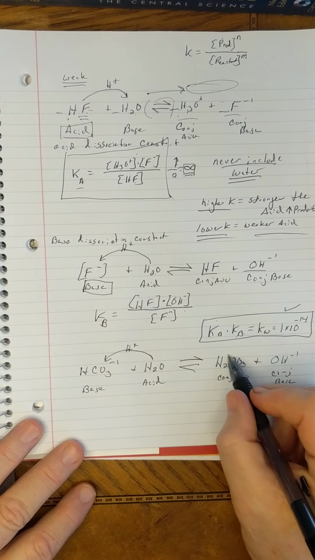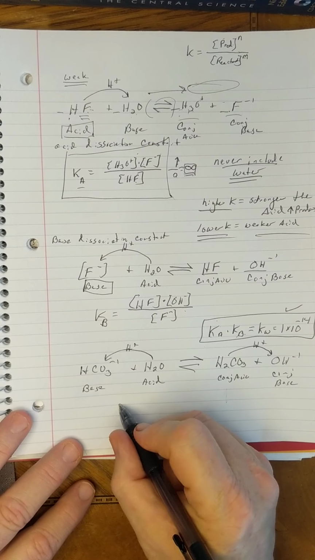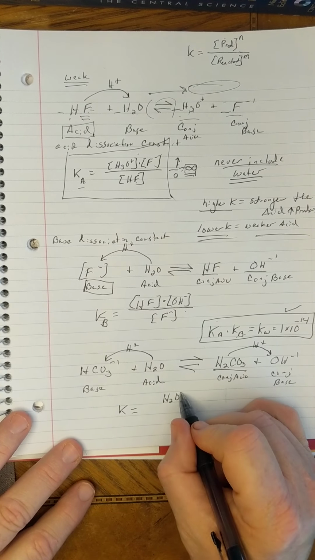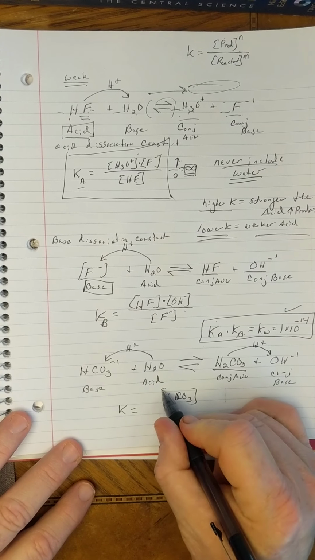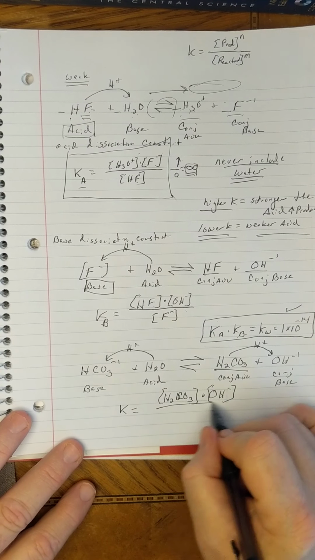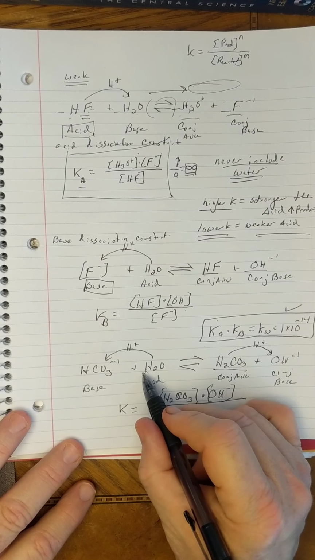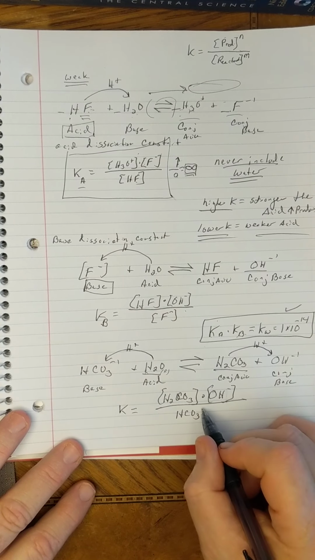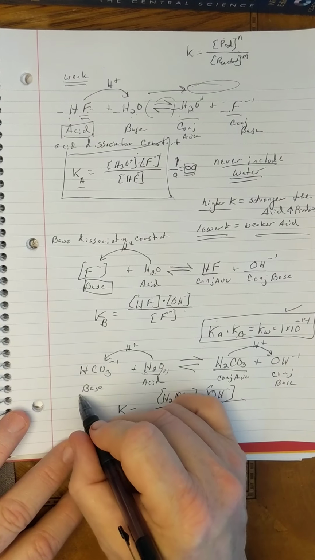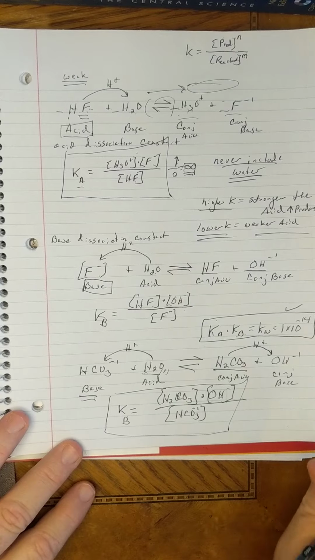Now, to go backwards, this H would go back to get back to the beginning. If I'm going to define a K for that, it's going to be H2CO3, bracket, times hydroxide. It's really easy. Divided by HCO3-, and we never put water in it because a liquid is considered to never change concentration. And this would be the Kb because it's acting as a base. And that's how you do Ks.